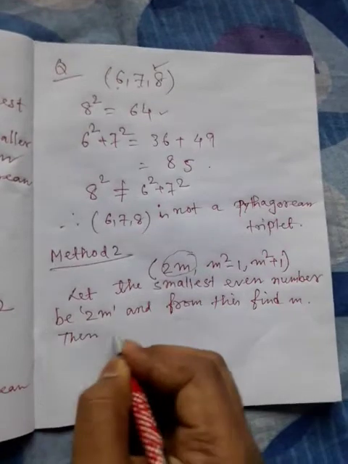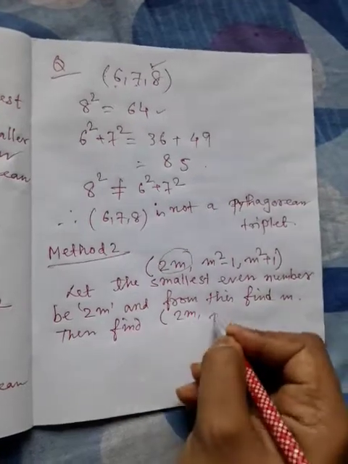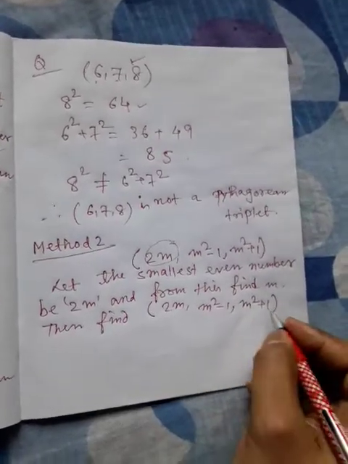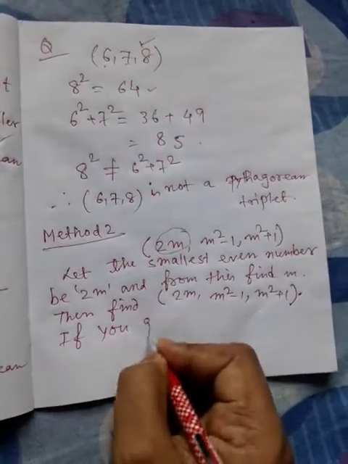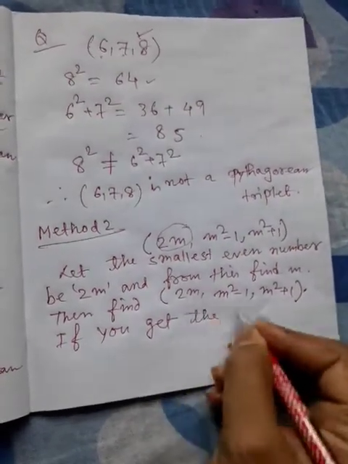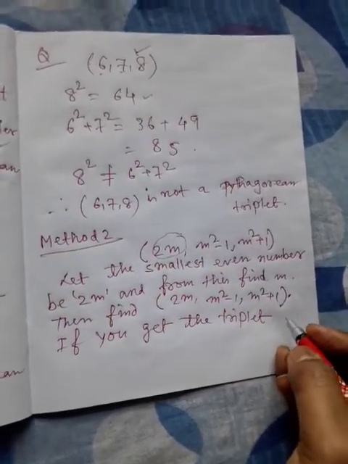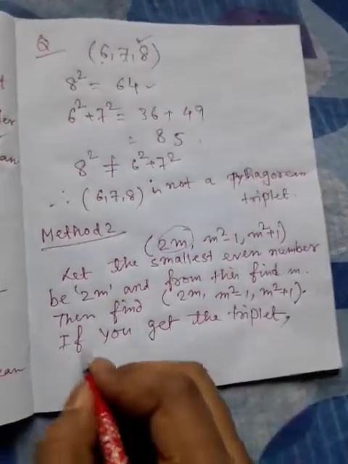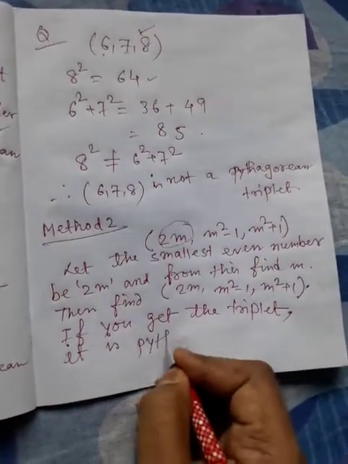Then find 2m, m square minus 1 and m square plus 1. If you get the triplet, means the given one, if you get the triplet, it is Pythagorean.